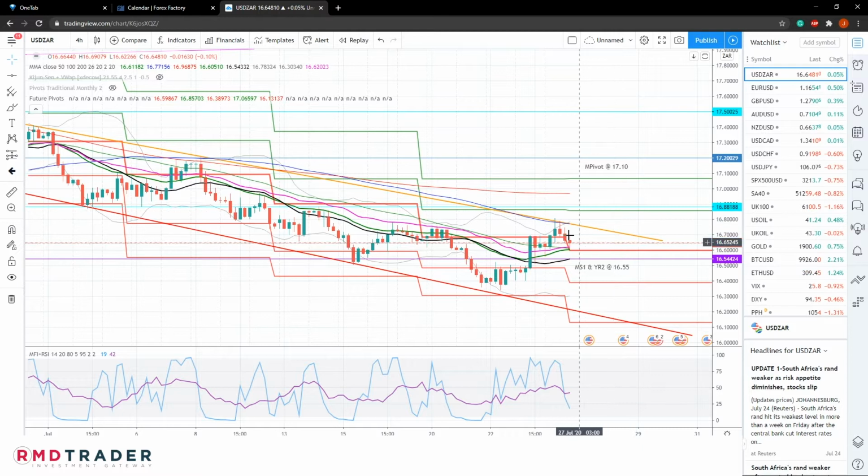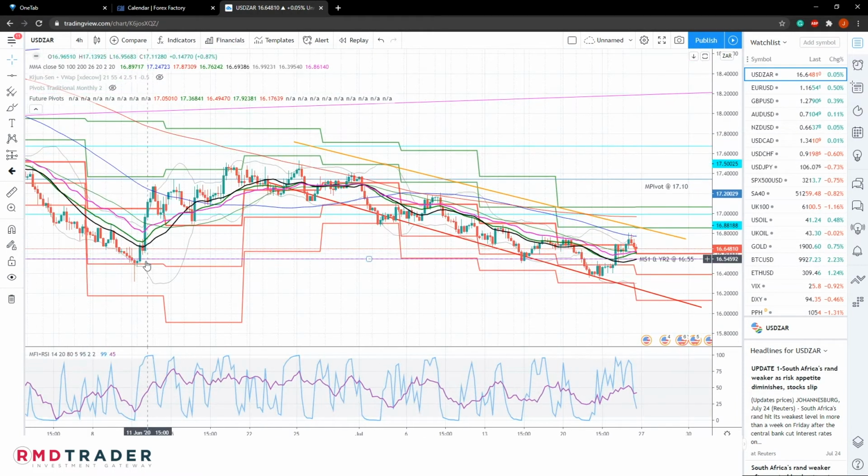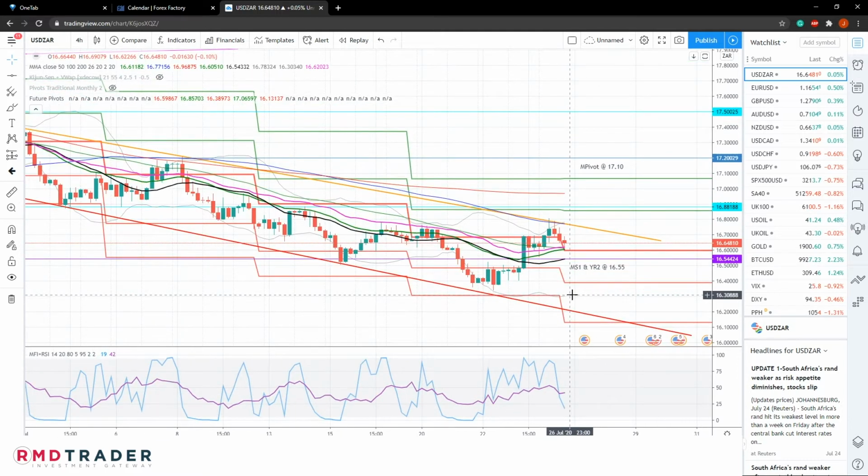Just looking at areas of support, should price break lower and move back into this channel, I believe that the first area to look out for would be this 16 Rand 55 area. That would be the 20 SMA, as well as this area of previous support. That's the line there we have in purple. And the next level of support would then be, of course, our 16 Rand 40 level, which is our weekly S1 area of support.